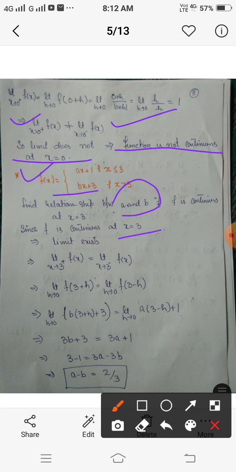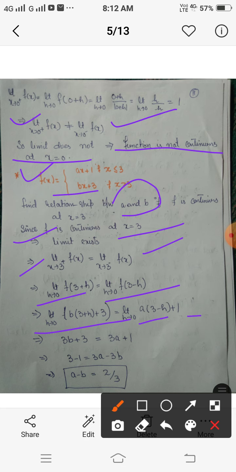Since f is continuous at x equals 3, this means that the limit exists. Now when the limit exists, it means right limit equals left limit, that is limit x tends to 3 positive f of x is limit x tends to 3 negative f of x. Now which is limit h tends to 0 f of 3 plus h equals limit h tends to 0 f of 3 minus h. Now for all the points here, 3 plus h is greater than 3, so this is defined by bx plus 3, that is b of 3 plus h plus 3, limit h tends to 0. Now similarly, 3 minus h is less than 3, so it is a into 3 minus h plus 1.